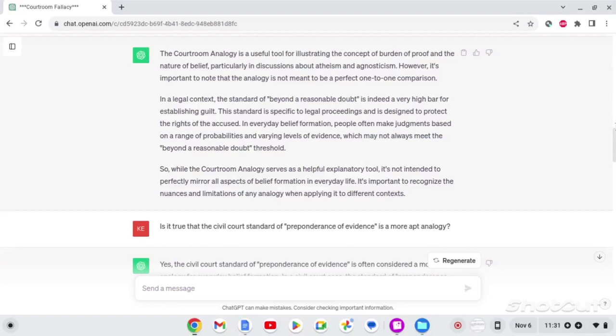In a legal context, the standard of beyond a reasonable doubt is indeed a very high bar for establishing guilt. This standard is specific to legal proceedings. It is designed to protect the rights of the accused, not everyday belief formation. People may make judgments based on a range of probabilities and varying levels of evidence, which may not always meet the beyond a reasonable doubt threshold. So while the courtroom analogy serves as a helpful explanatory tool, it's not intended to perfectly mirror all aspects of belief formation in everyday life. It's important to recognize the nuances and limitations of the analogy when applying it to different contexts.